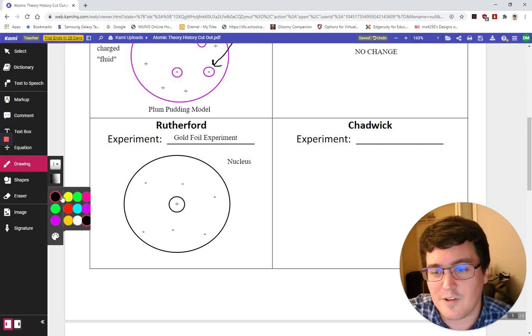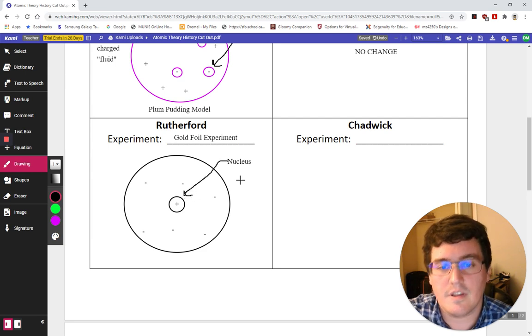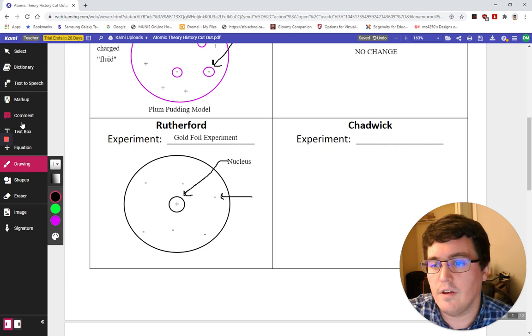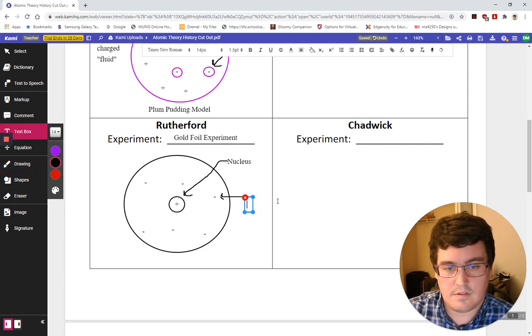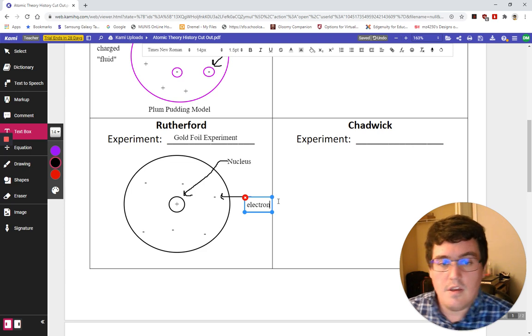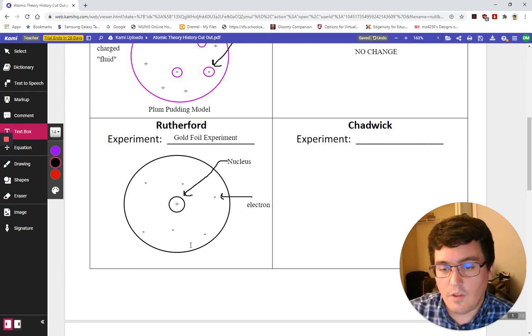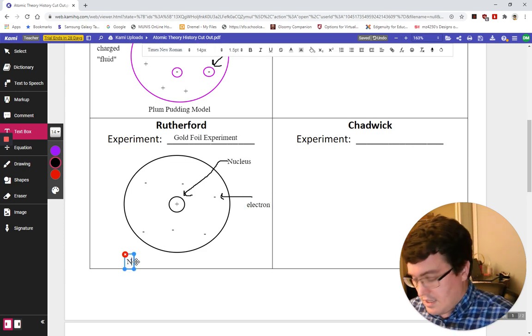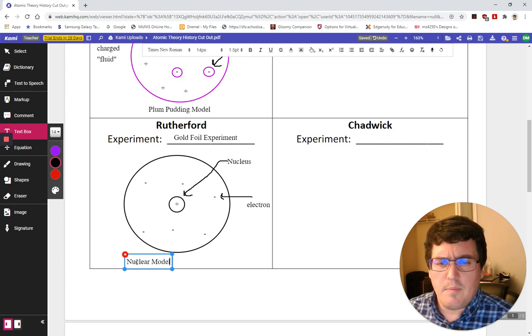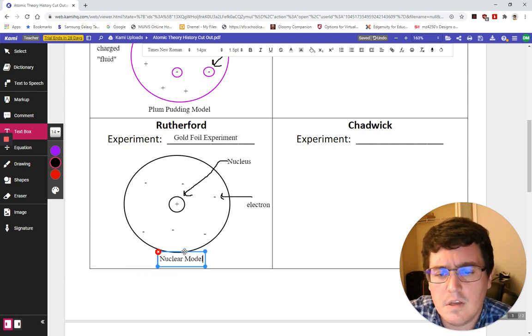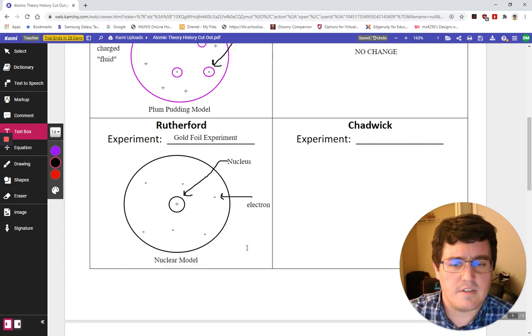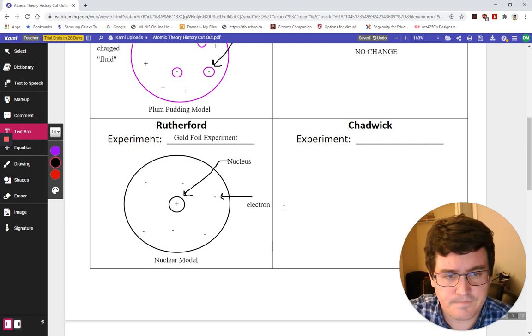It's been a long day. It's almost over though. So the nucleus is right there. And then these things right here are the electrons. So what does he call this model? Well, he calls it the nuclear model. Some people call it the Rutherford model. Got a couple of different names there, but I like the nuclear model.